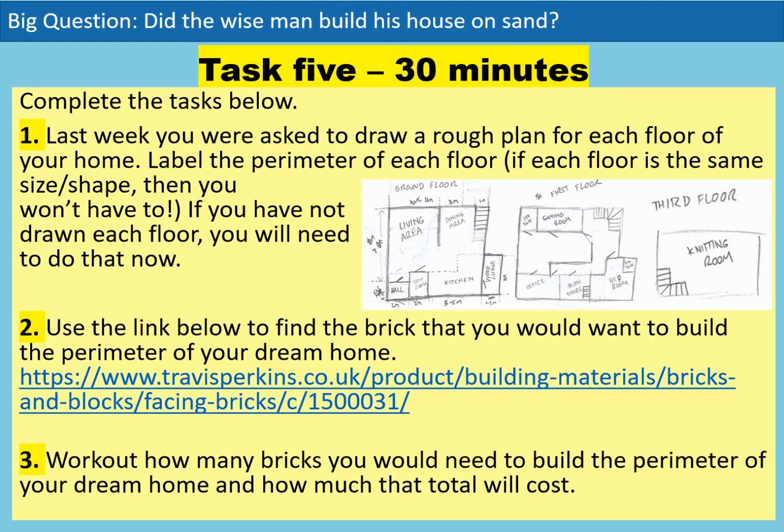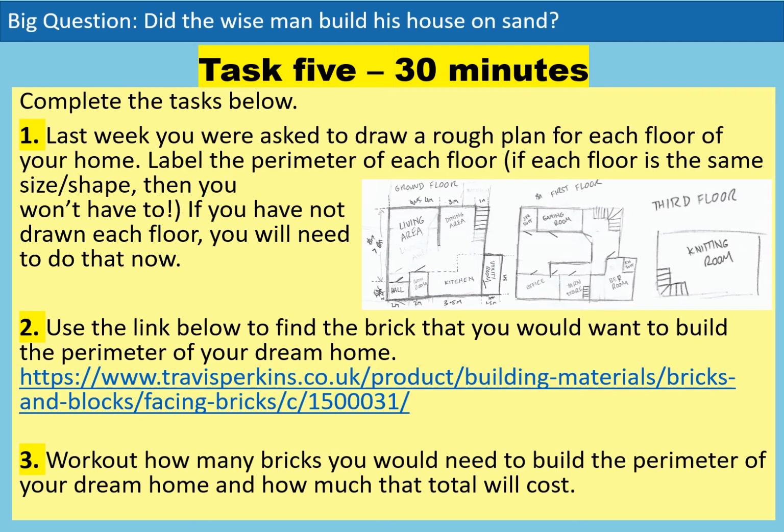What you're going to do is go back, find those plans, and add the dimensions to the other floors. So essentially all you're going to do is just label them to say how long each room is so that you can work out the perimeter of each floor. However, if your house is the exact same shape and size for each floor, you don't need to do that.